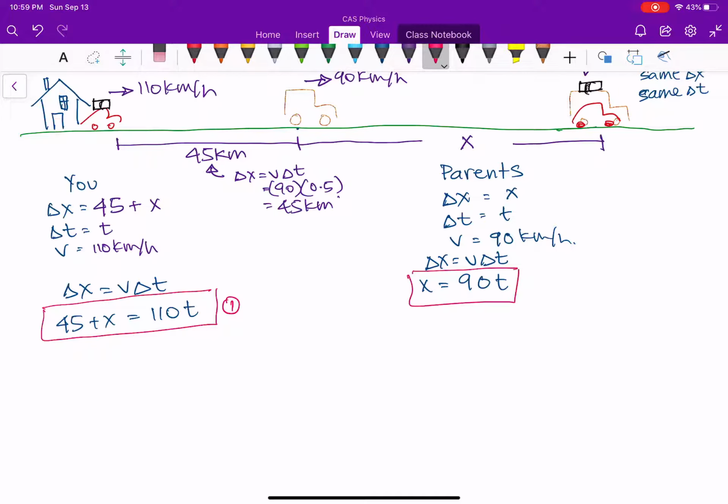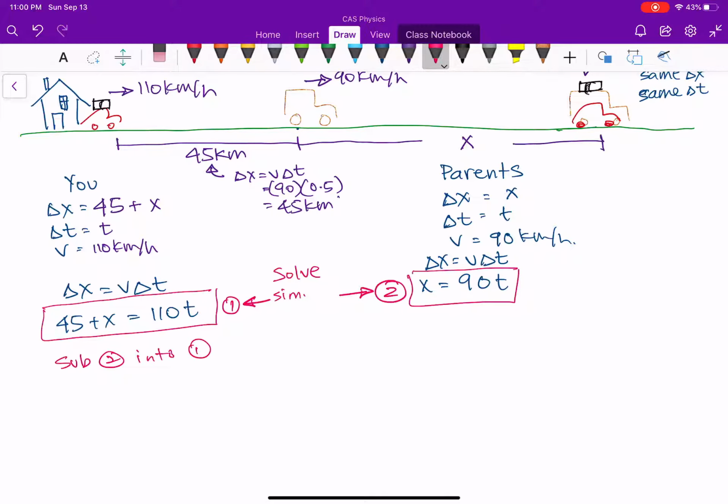So you can see that for these two equations, we have the same unknowns. So what we're going to do is solve simultaneously. How do I spell solve? I can't spell. So we're going to solve simultaneously. All right, so how do I do that? Well, I can substitute 2 into 1. So substitute 2 into 1.